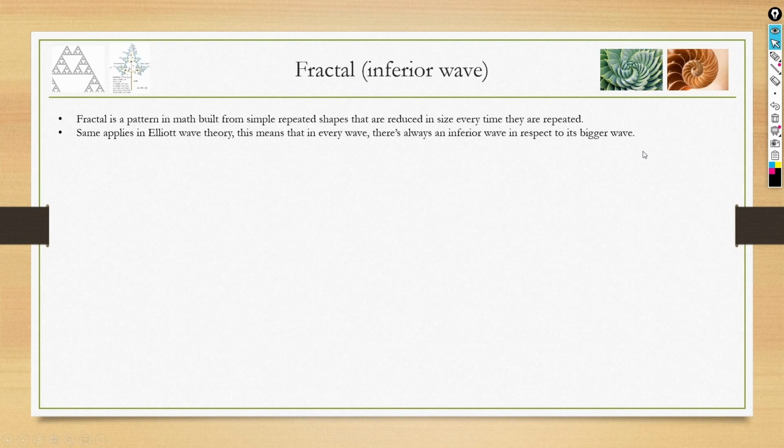So now that we know the basic structure of a motive wave and a corrective wave, let's talk about fractal. Fractal is a pattern in math built from simple repeated shapes that are reduced in size every time they are repeated. And the same applies in Elliott wave theory, because in every wave there is always an inferior wave in respect to a bigger wave. So let's apply this concept onto our waves.